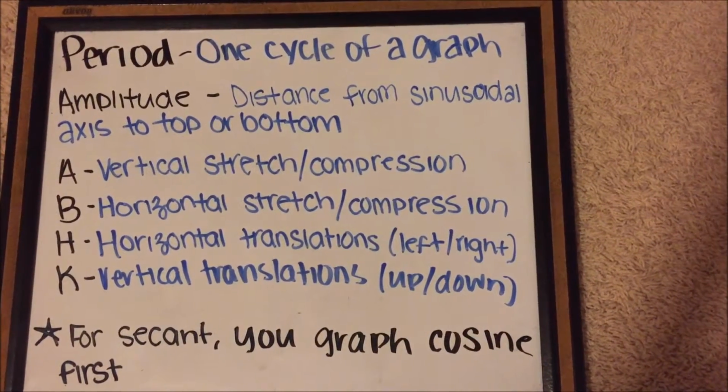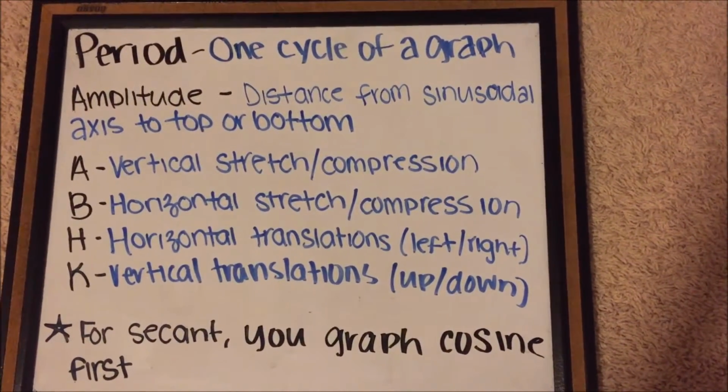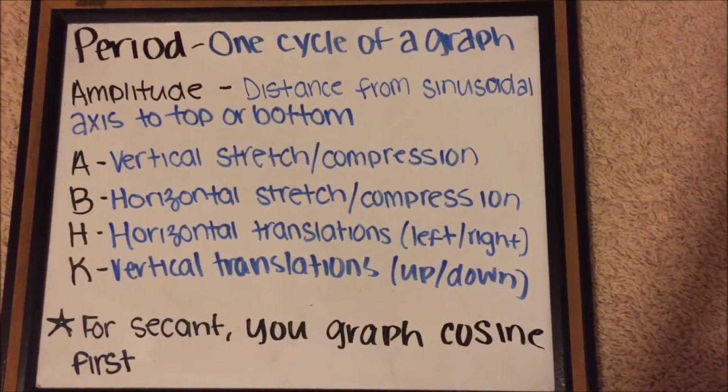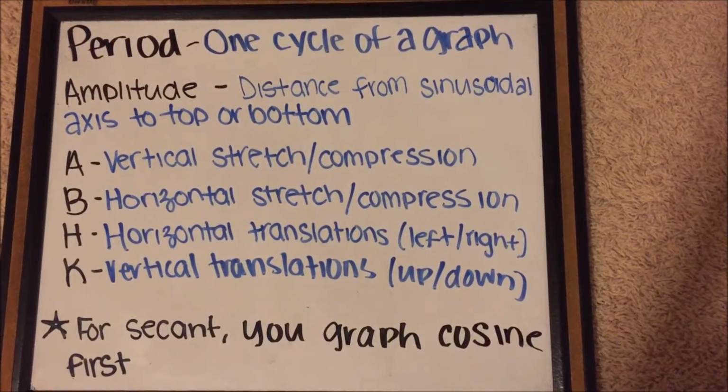So I wanted to go over some quick vocab before we start our graphing. And the first one is period, which is one cycle of a graph. And for cosecant and secant, it's just 2 pi. Amplitude is the distance from the sinusoidal axis to the top or bottom.